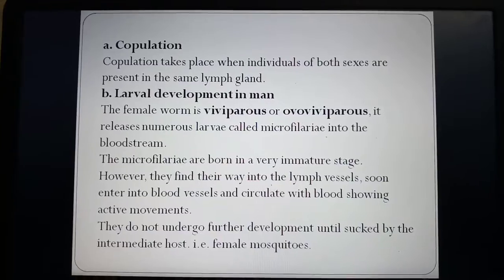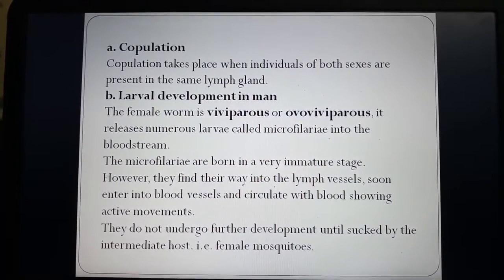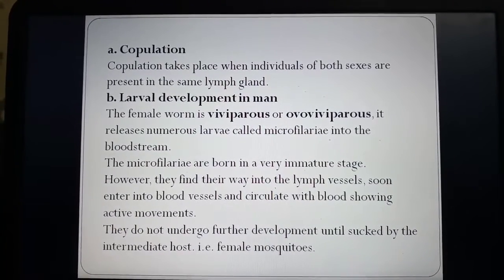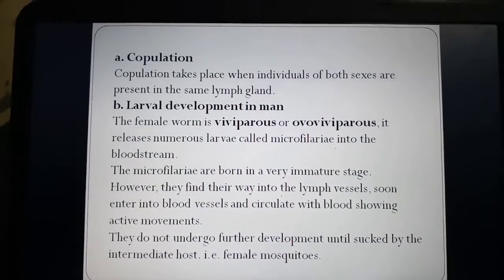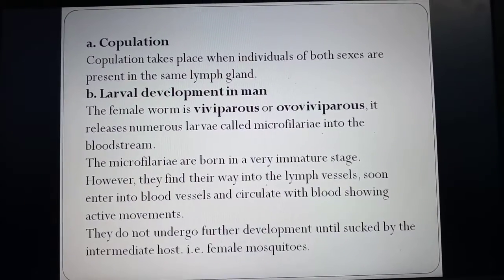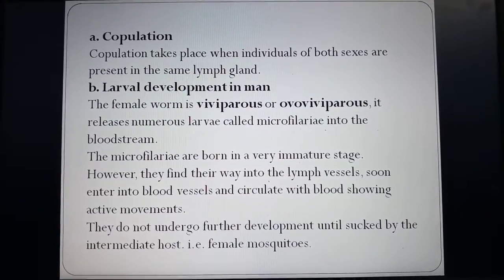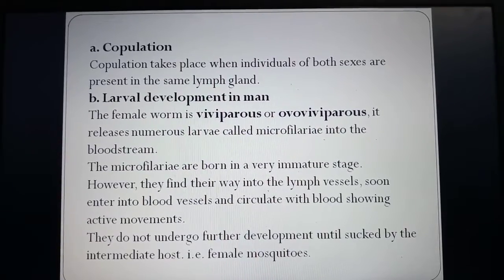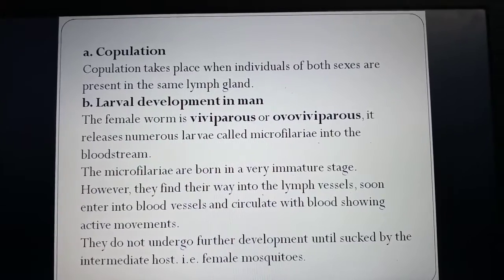Larval development in man. How the larva develops in man. The female worm is viviparous or ovoviviparous. It releases numerous larvae called microfilariae into the bloodstream. The microfilariae are born in a very immature stage. However, they find their way into the lymph vessel, soon enter into blood vessels and circulate with blood showing active movements. They do not undergo further development until sucked by the intermediate host, that is female mosquito.